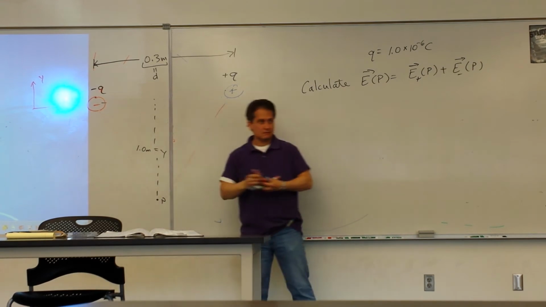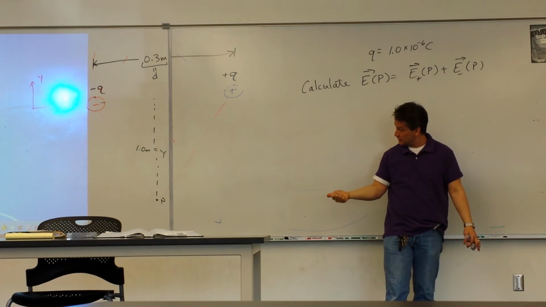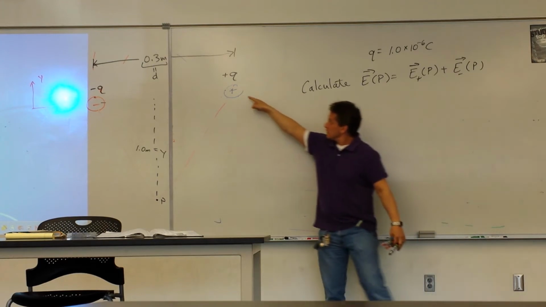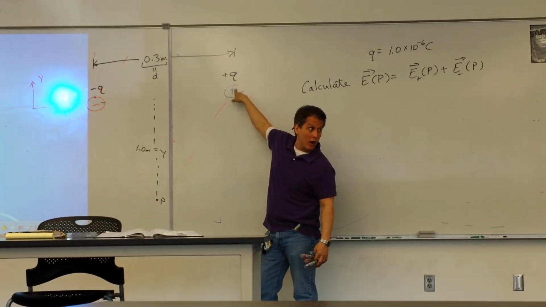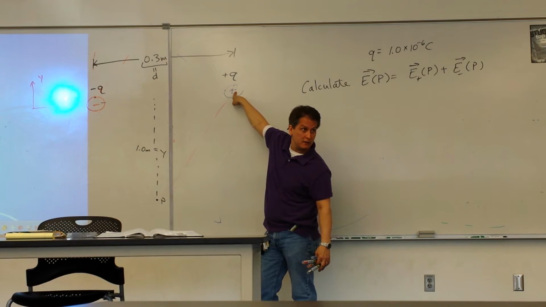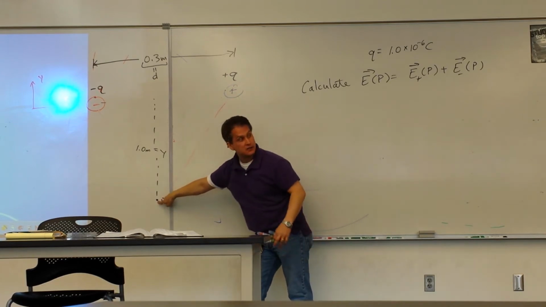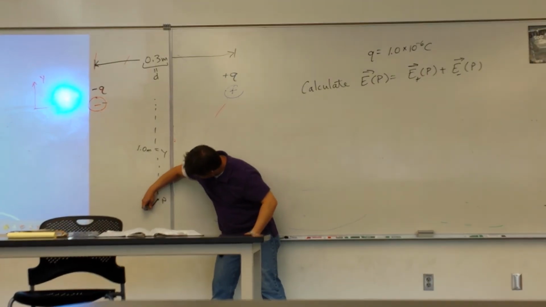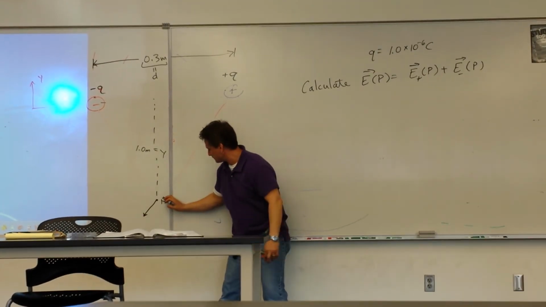So I'd start by figuring out the direction for these. What's going to be the direction of the electric field due to Q plus? It's going to be pointed directly away from the charge with respect to this point there. So E plus is going to be pointing something like that.